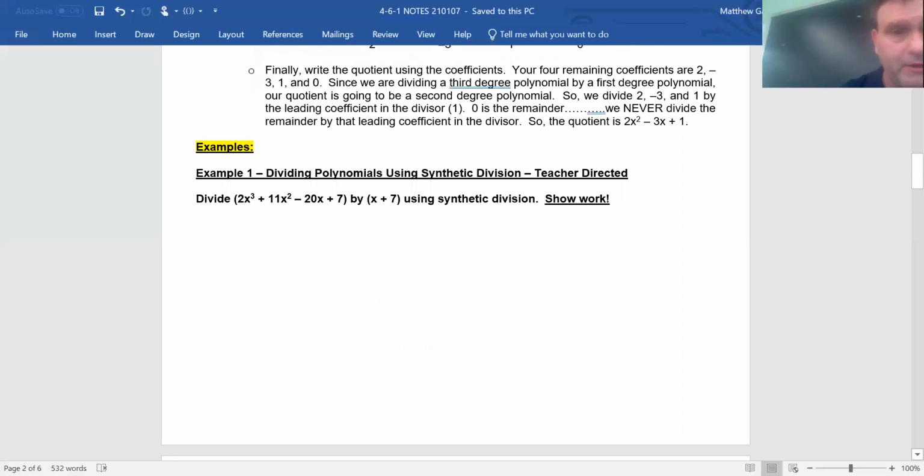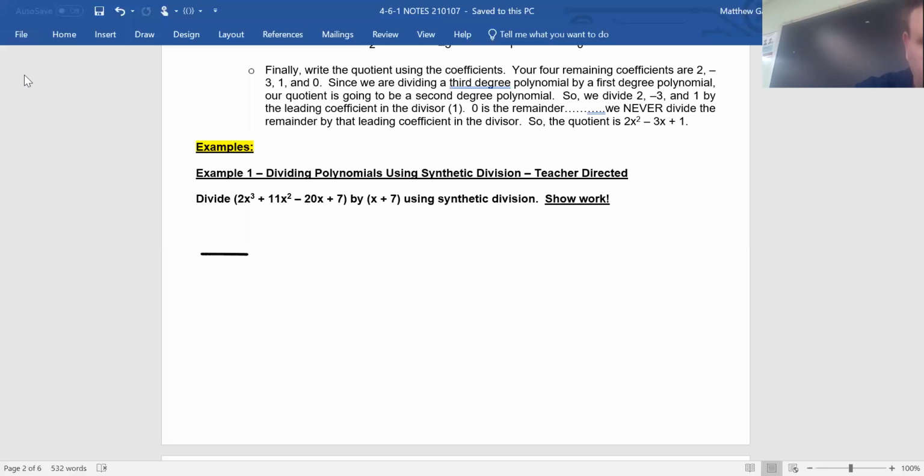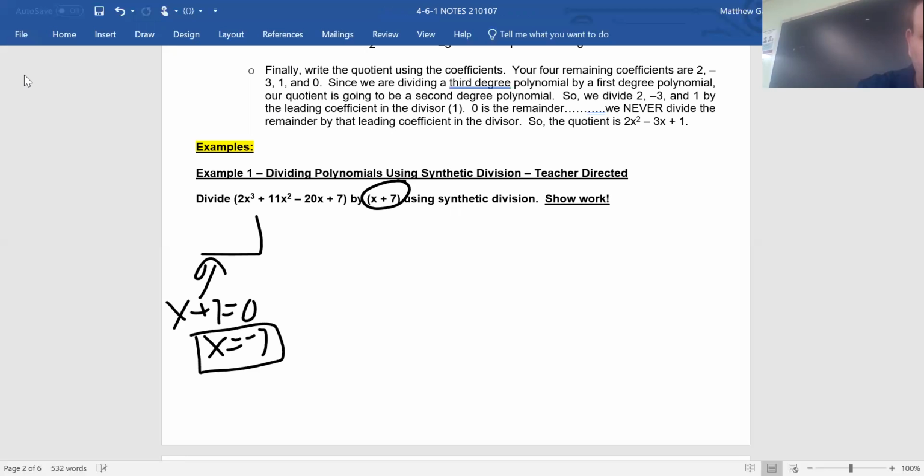Okay, so what we do here, it's a simple process. We start with a little box here, okay? And in this box, we put the excluded value, which comes from x plus 7. So we do this. X plus 7 is equal to 0, solve for x. So that number, negative 7, goes in here. So it's always coming from the divisor. It's never going to come from the dividend.